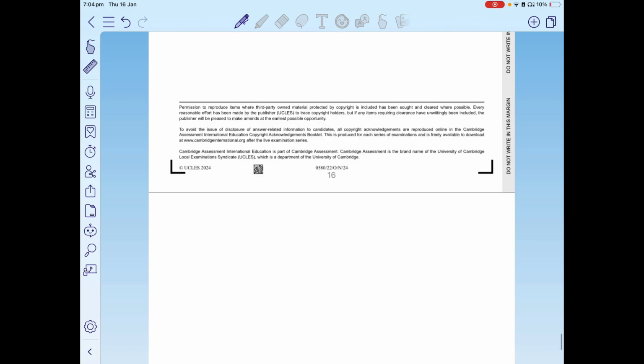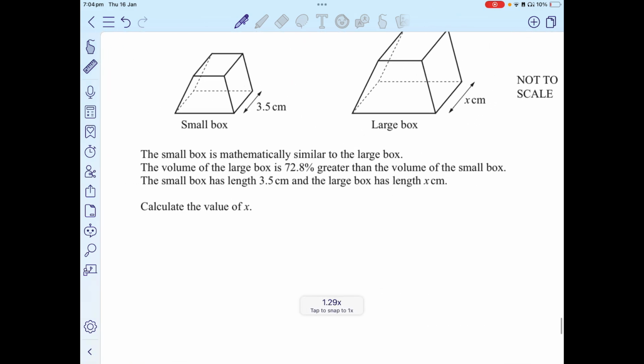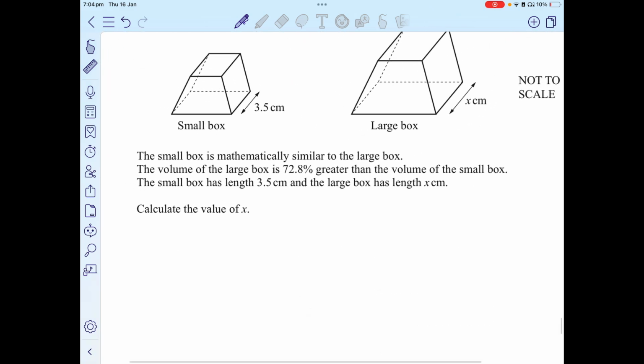Now I guess we move on to the last question, which says that a small box is mathematically similar to a large box. The volume of the large box is 72.8% greater than the volume of the small box. The small box has a length of 3.5 and the large box has a length of x centimeters.